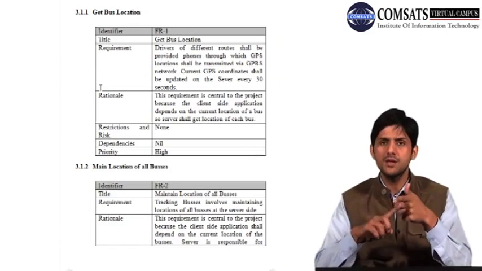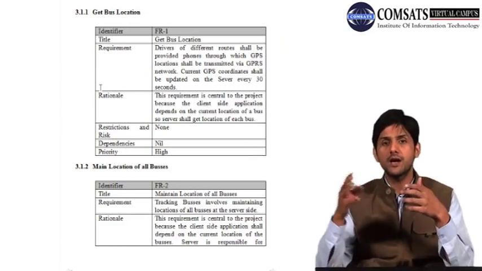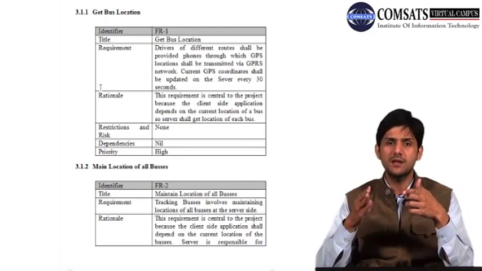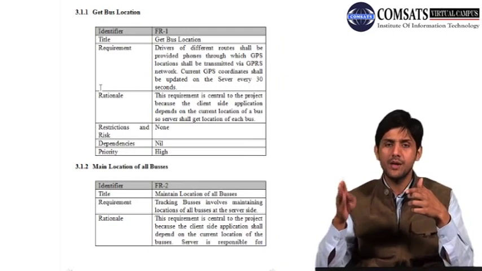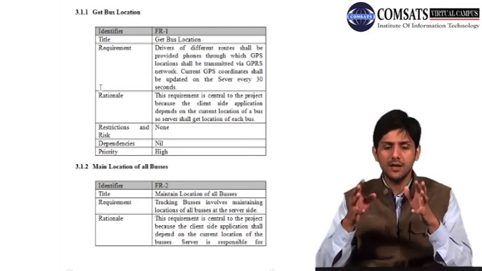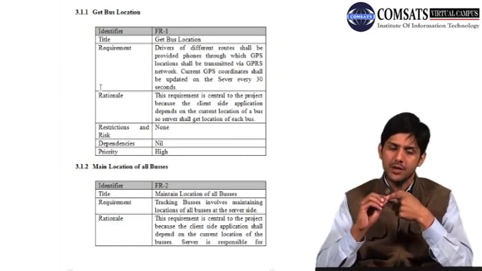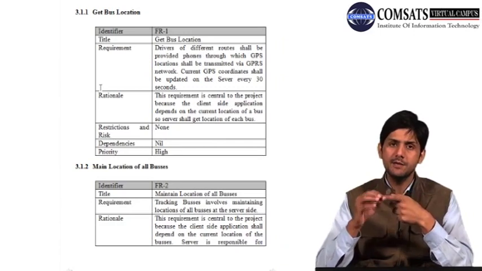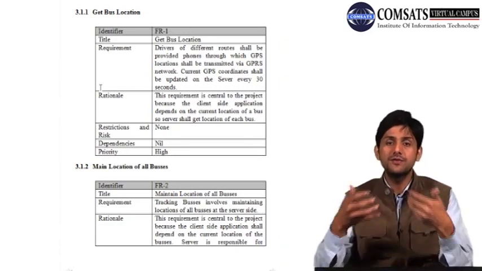We are assigning a unique identifier to each requirement, which is always a good idea, because we want to track our requirement. We want to track all the changes in the requirement. We want to track whether the requirement is being tested, implemented, or where it is in the design stage. So it's always a good idea to assign unique identifiers to each requirement. Then there is the title of each requirement. For example, get bus location is the title of the first requirement, then the text of the requirement.